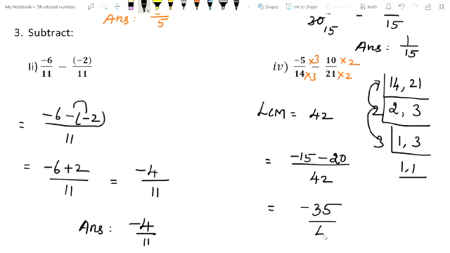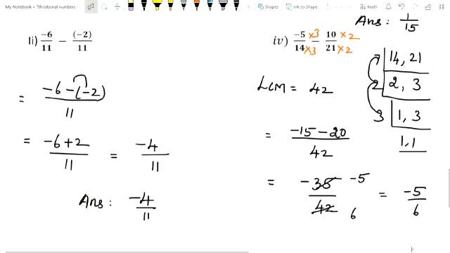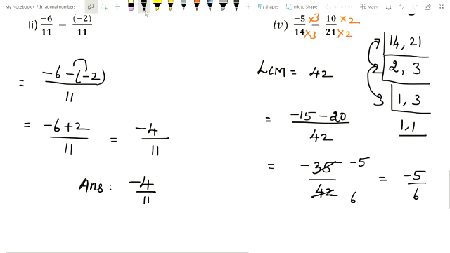by 42. Now these two numbers are divisible by 7. 5 sevens are 35. Here the minus sign is there, so minus 5 divided by, here 6 sevens are 42. So what is the answer? Minus 5 by 6 is the answer.